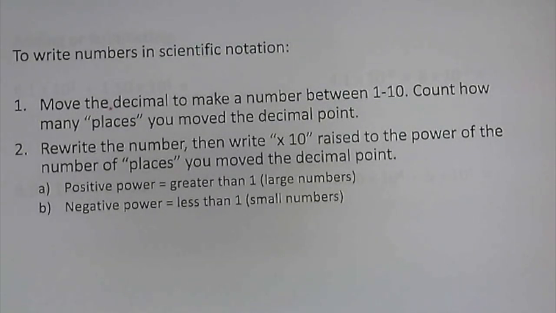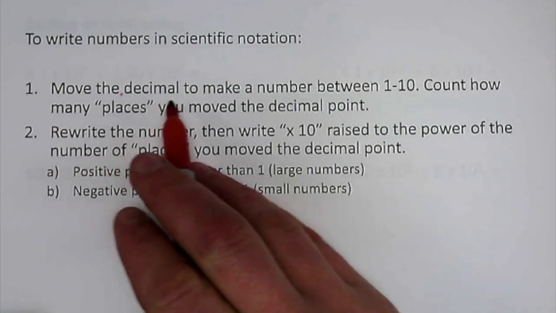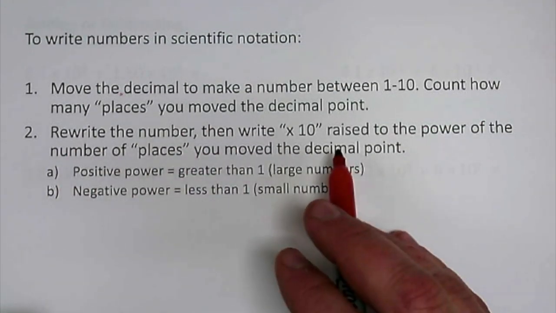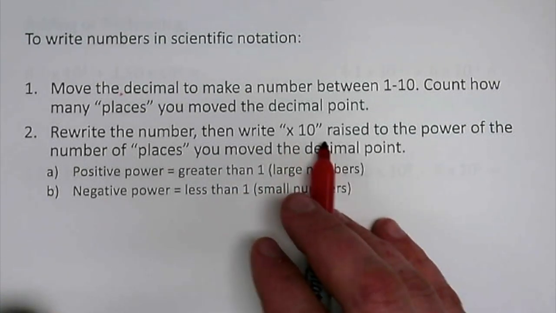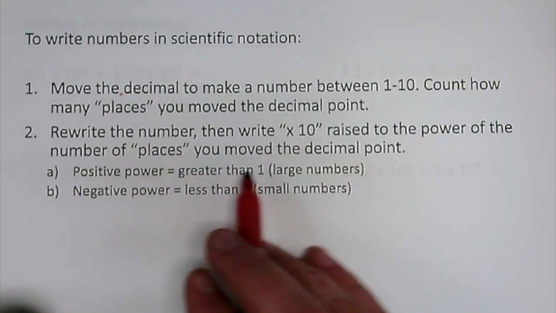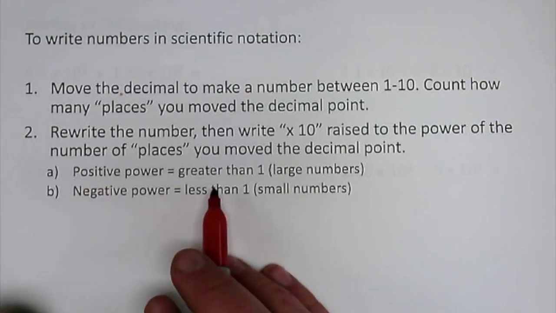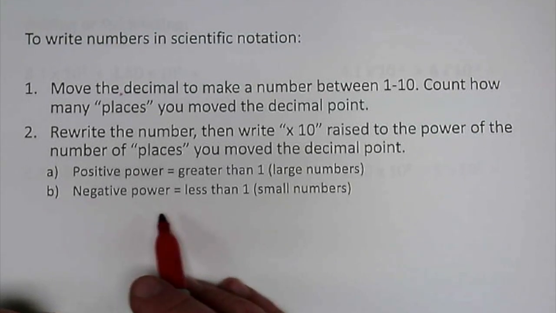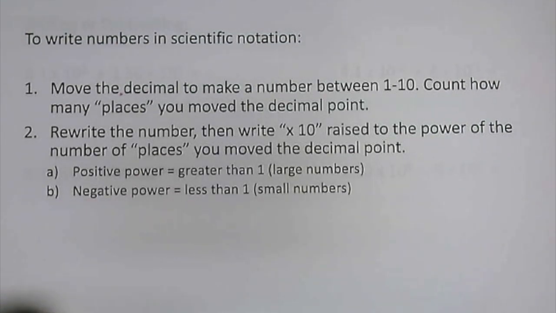So to summarize, to write numbers in scientific notation, you move the decimal point to make a number between 1 and 10. Count how many places you actually moved it, though. You rewrite the number, then you write times 10, raised to the power of how many places you moved that decimal point. If it's a positive power, we're talking about a number greater than 1, really large numbers. If it's a negative power, it's a number that's much smaller than 1, so it's going to be really small numbers.